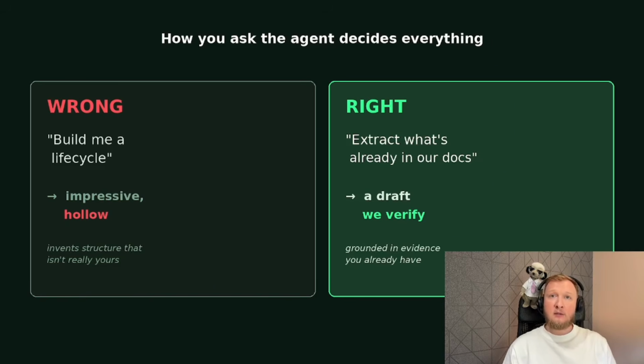So we're not going to ask the agent to invent a life cycle. We're going to make it extract the life cycle that's already hidden in the company's real documents. And then we verify every link. The agent reads and drafts, we decide and confirm.